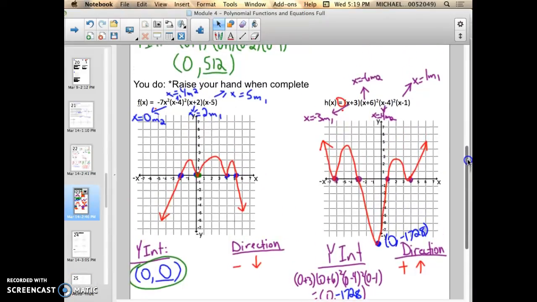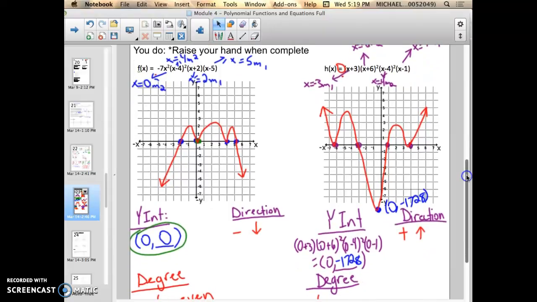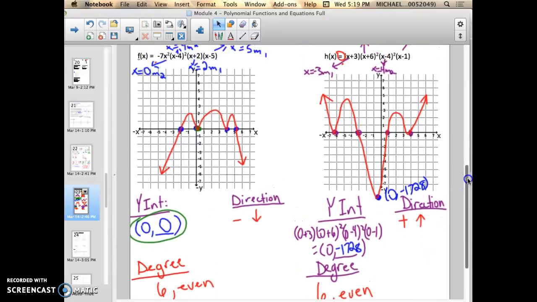Alright, please take a moment to check your answers. If your answers don't line up exactly like mine, please raise your hand so I can come by and check your work. But I asked you to do these 2, and these are the answers you should have gotten.